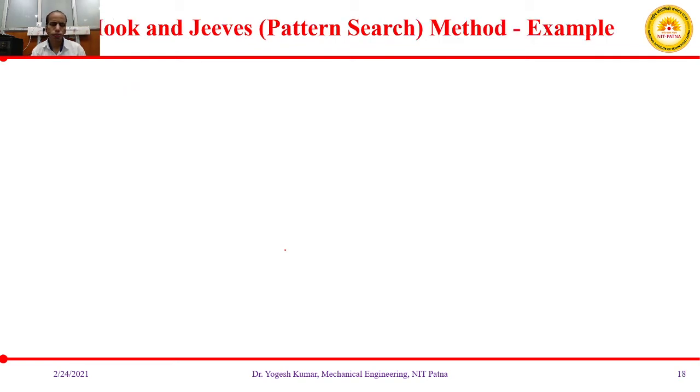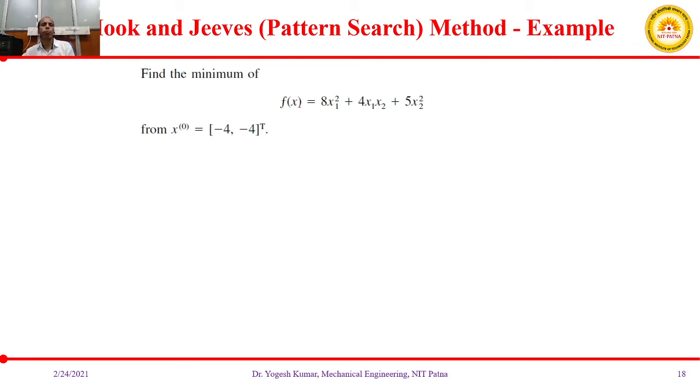Okay, so suppose we have one example: find the minimum of the function f(x) equal to 8x1 square plus 4x1x2 plus 5x2 square. Your starting point is x0 equal to (-4, -4). So your x1 starting value x10 is -4 and x20 is -4. Both have the same value.